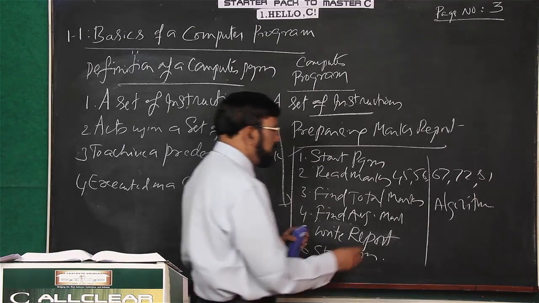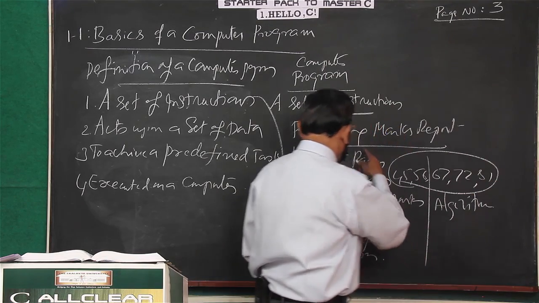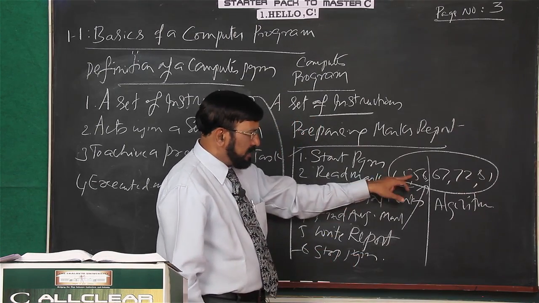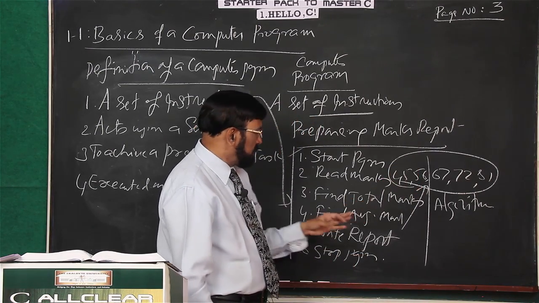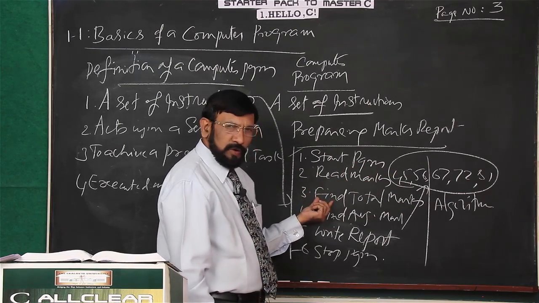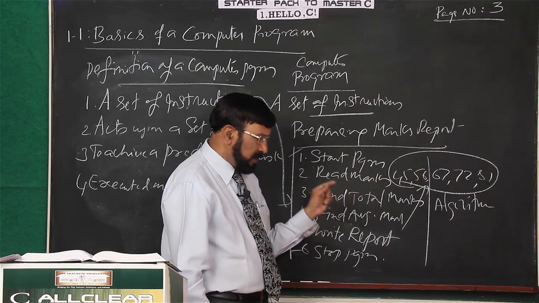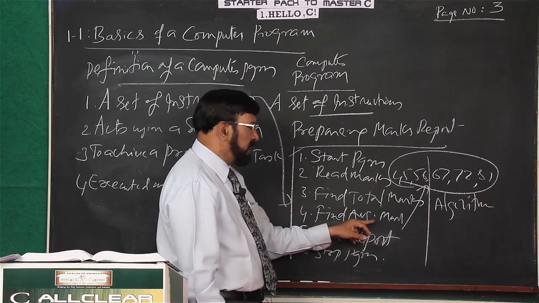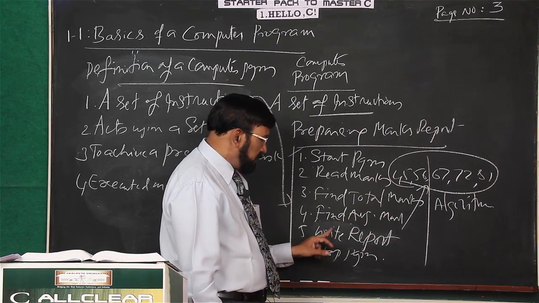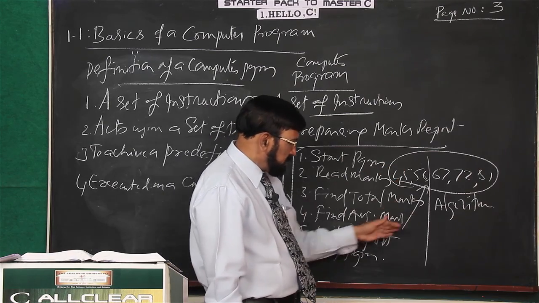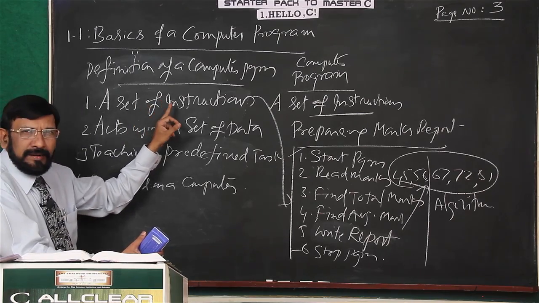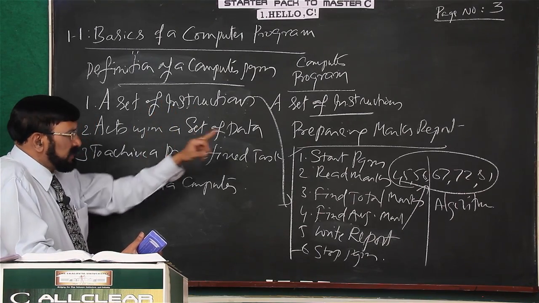And which acts upon a set of data. What is the data? This is the data. Now you see, all these instructions are directly or indirectly acting upon the data. Reading marks is dealing with the data, it is taking data. Finding total, it takes the marks and calculates the total marks. Find the average, it takes the total marks and finds the average. Printing the report, it takes all this data and writes the report. So all these instructions directly or indirectly act upon the set of data.